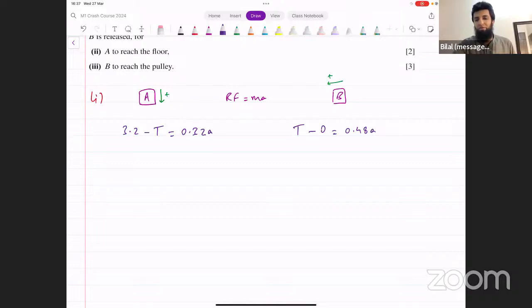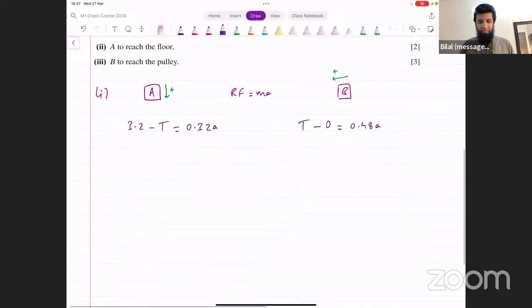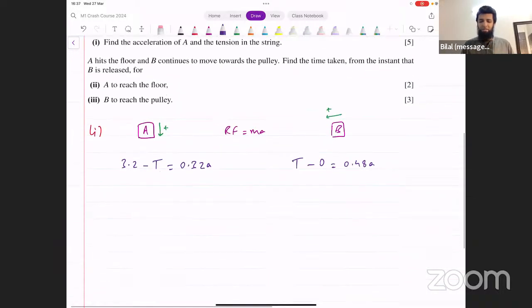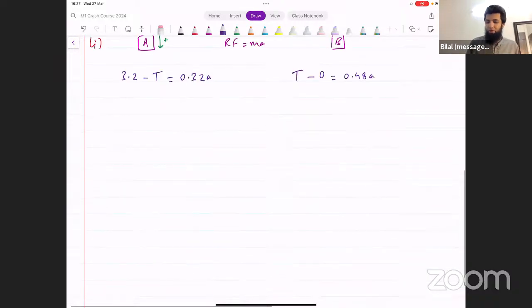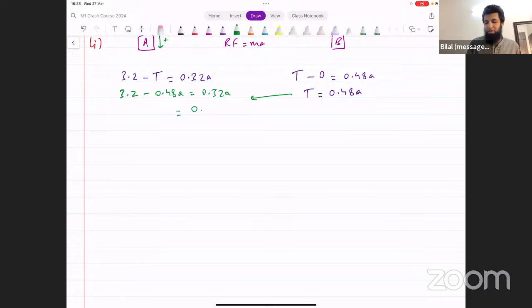We have these two equations. All we have to do is solve these two equations simultaneously, and that is going to give us the value of T and the value of A. That's all that we have to do in the first part. Now, we can make T the subject here. In fact, it's already the subject. T equals 0.48 times A. You can input this in the first equation, and that will give you 3.2 minus 0.48 times A equals 0.32 A. 0.48 goes to the other side, and that gives you 0.8 times A equals 3.2. The value of A turns out to be 3.2 divided by 0.8, which is 4 meters per second squared. That's the acceleration.